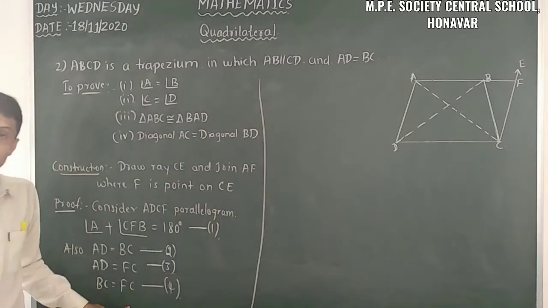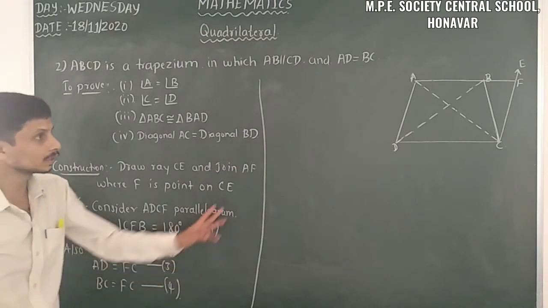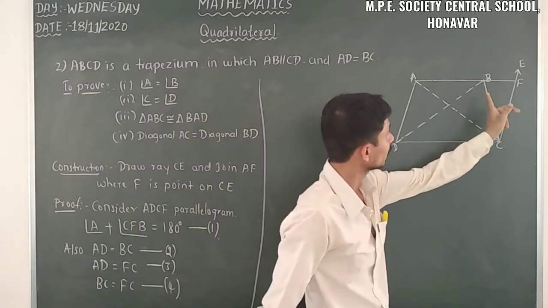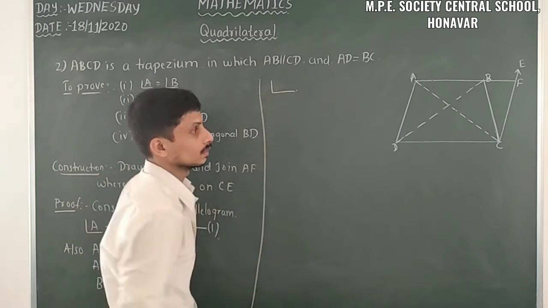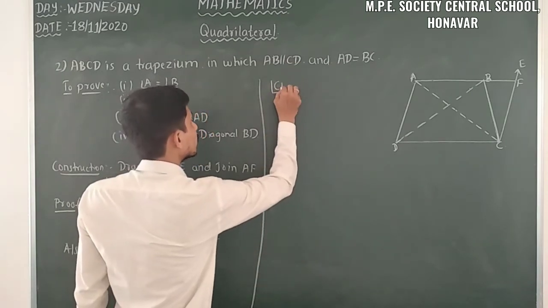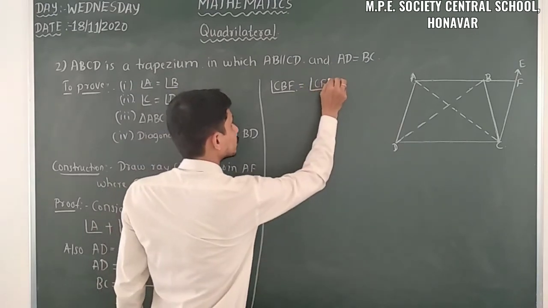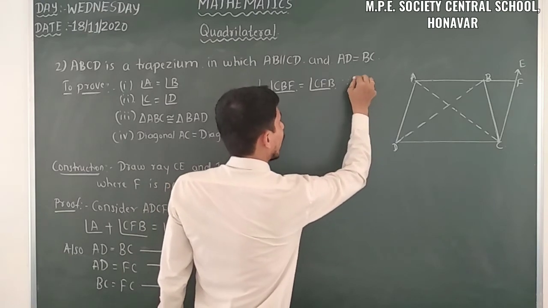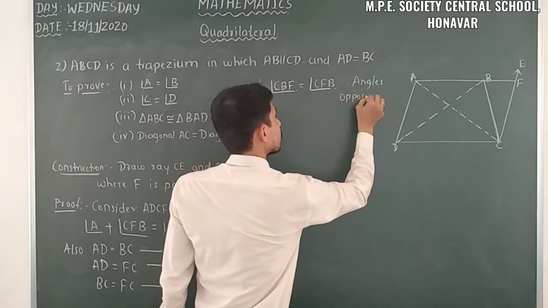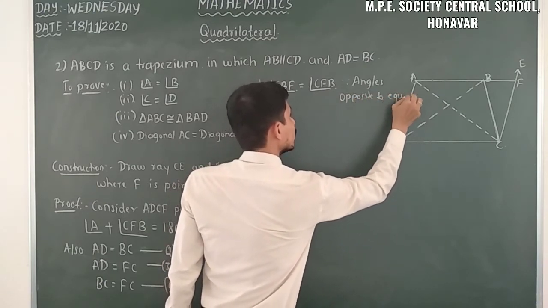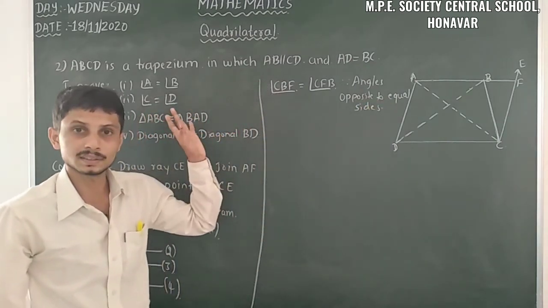So here BC is equal to FC we have. So angles opposite to the equal sides are equal. So that's why angle CBF and angle CFB, those two are also equal. Angle CBF is equal to angle CFB, because angles opposite to equal sides are equal.